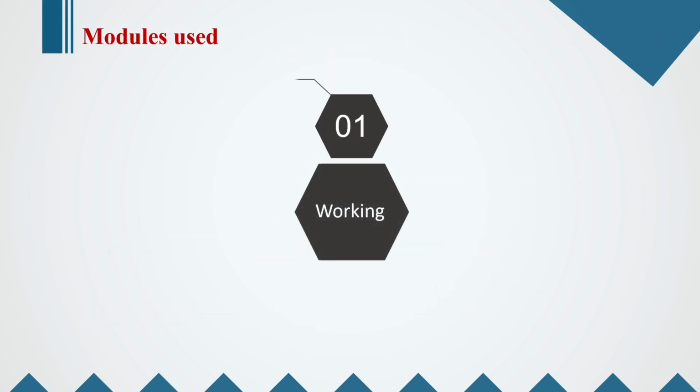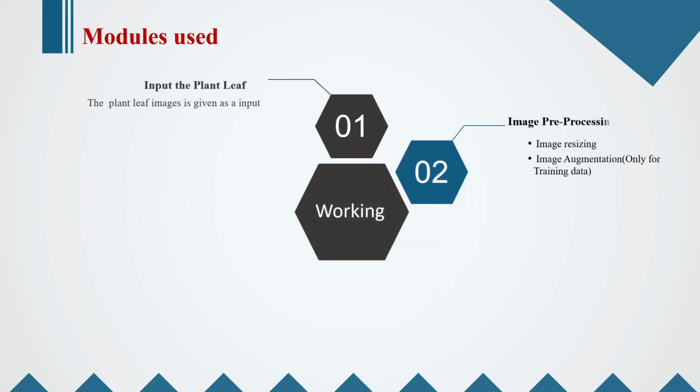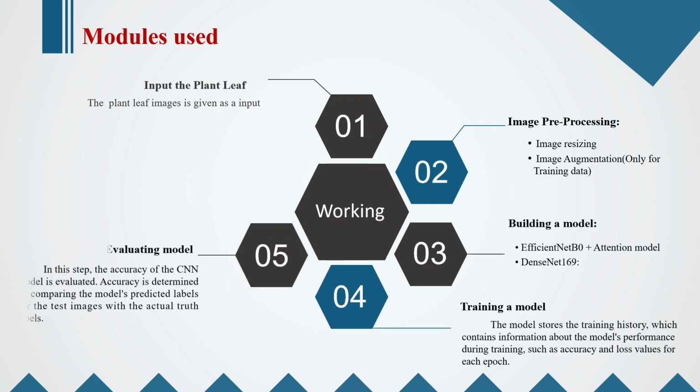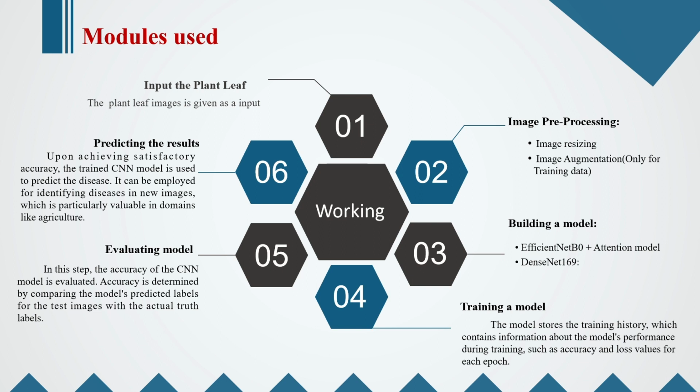After that, the accuracy will be analyzed and the disease will be identified. Here are the modules used. First, the plant leaf images are given as an input. The second step is image pre-processing, in which image resizing is done, where the image is fixed to a common size of 224 x 224, and the format of the image is changed to .jpg.